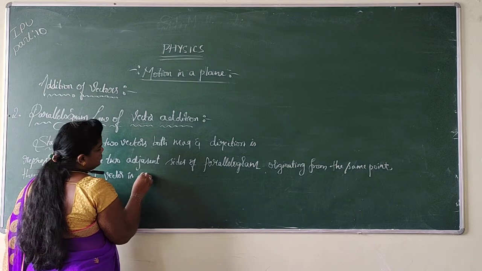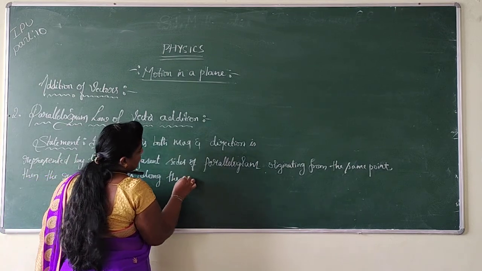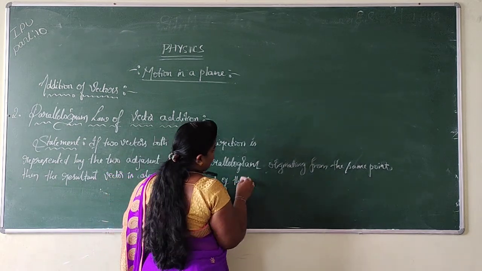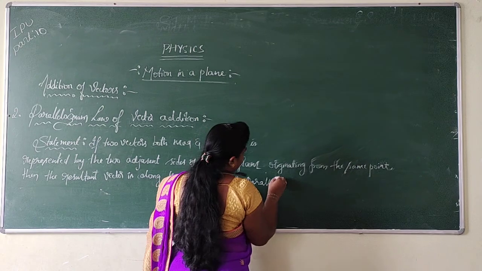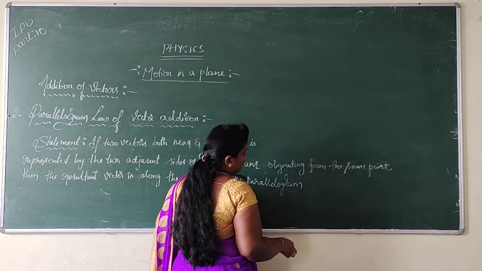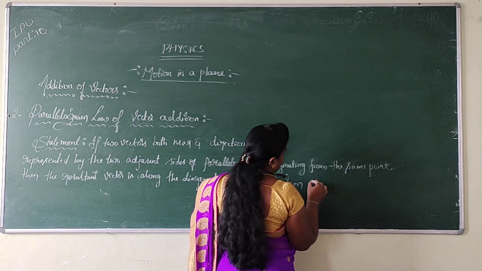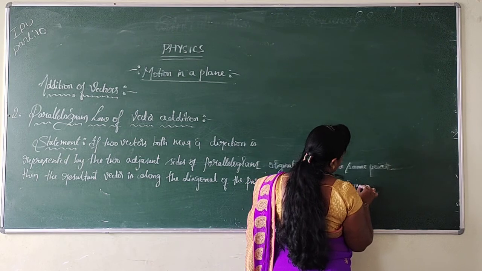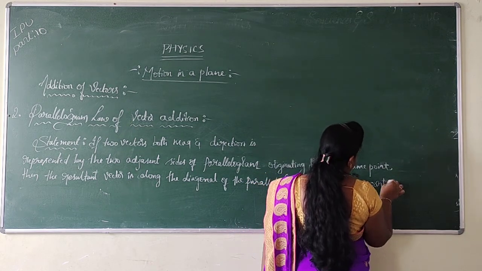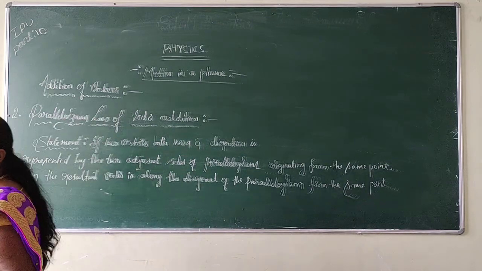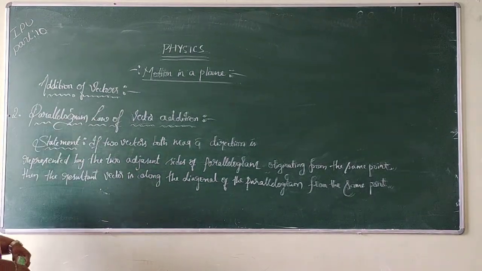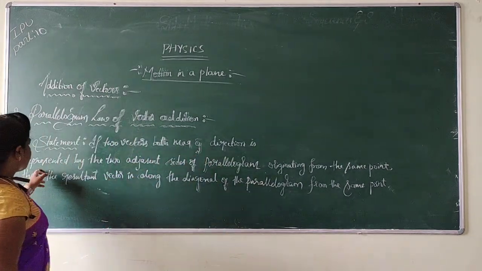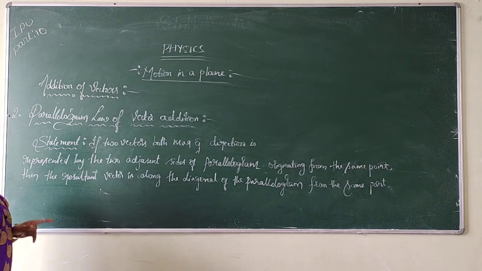is along the diagonal of the parallelogram from the same point. So this is the statement of the parallelogram law of vector addition. So if the two vectors, both having magnitude and direction, are represented by two adjacent sides of a parallelogram.